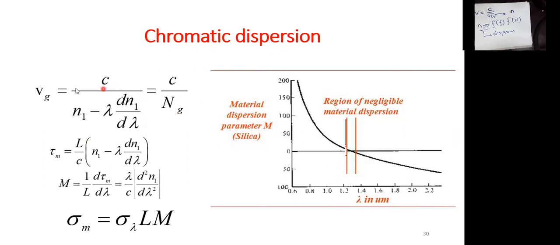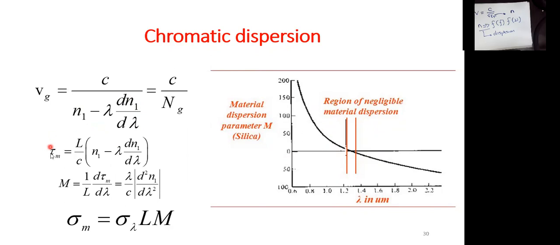And we call this denominator, which is n1 minus lambda dn1 by d lambda, as ng, or the group refractive index. The group refractive index includes the dispersion effect inside. As you can see, this is a dispersion effect in a material whenever the refractive index is a function of wavelength. This is, for example, for silicon. Another important point, here we are considering n1, which is the core material, because this is the material where the light is propagating. That's why we are not interested in the cladding material, because no light propagates in the cladding material.